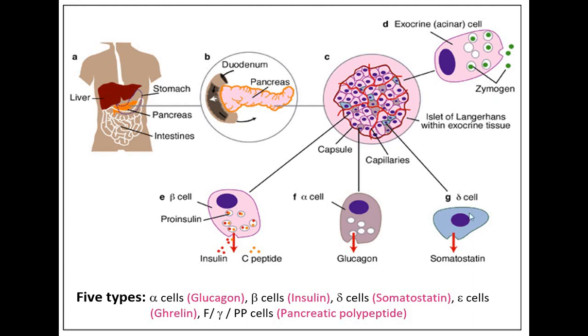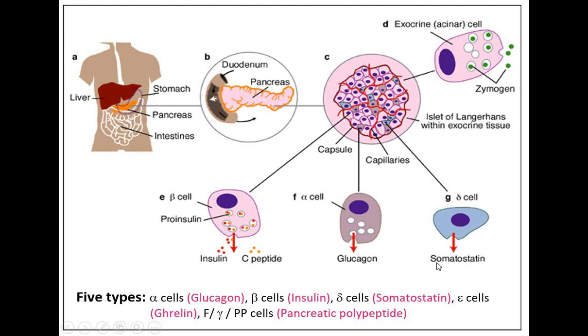Okay, and that function is performed by these cells: the delta cell, which releases somatostatin. So somatostatin is a hormone, right? As you can see, 'stat' refers to stop, stagnant. 'In' refers to, because it is a peptide, that's why we call it 'in', right?